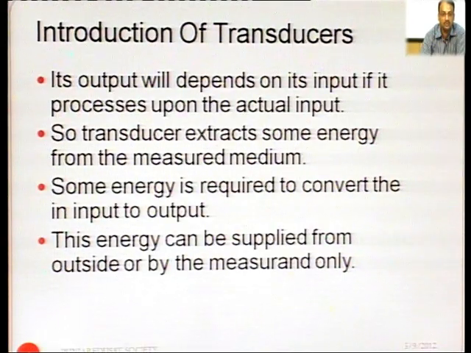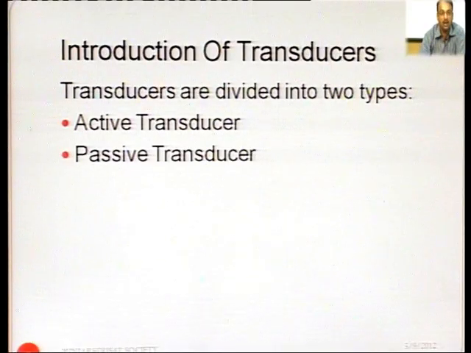So a transducer extracts some energy from the measurand medium. Some energy is also required to convert the input to output. This energy can be supplied from outside or by the measurand only. According to that, transducers are divided into two categories: active transducer and passive transducer.